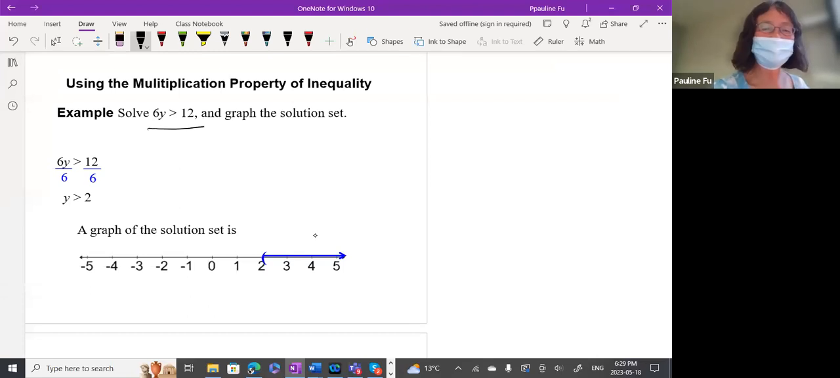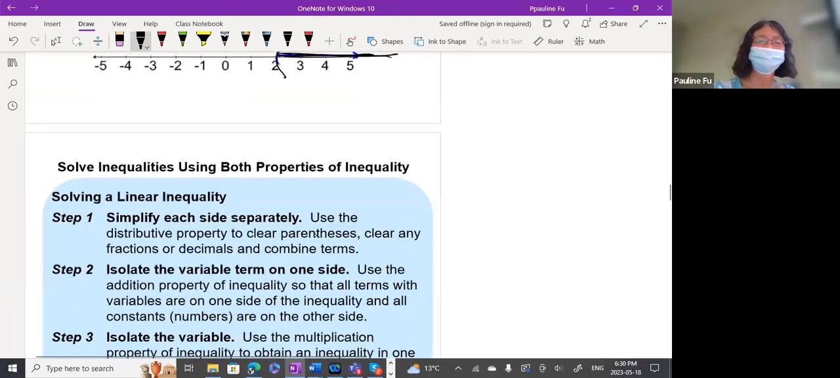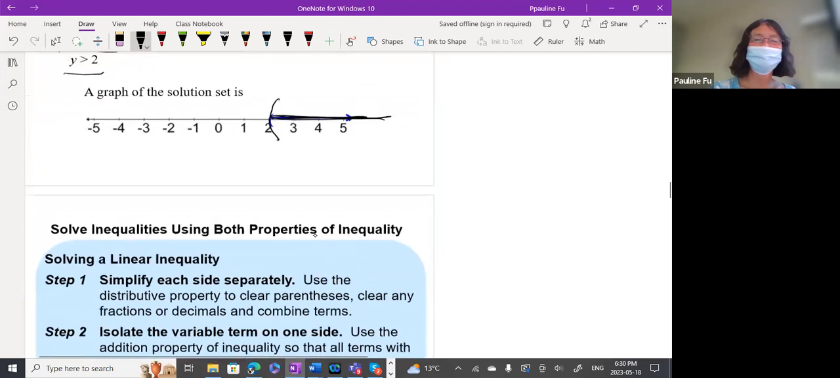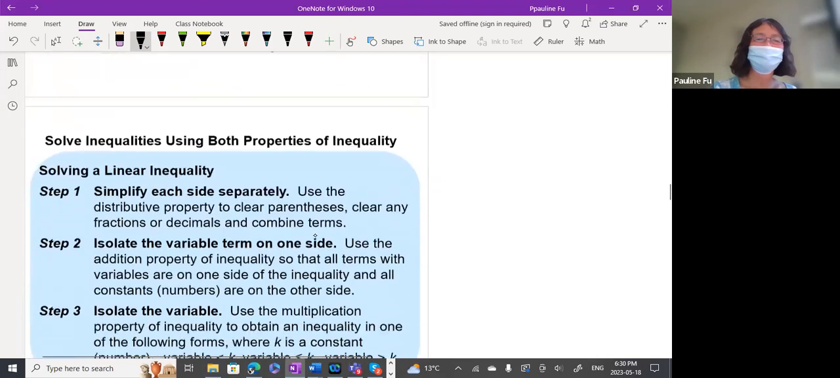Solve 6y greater than 12 and graph the solution set. If you divide both sides by 6, you get 6y divided by 6 greater than 12 divided by 6. So you get y greater than 2. Okay. So this is the solution, y greater than 2.